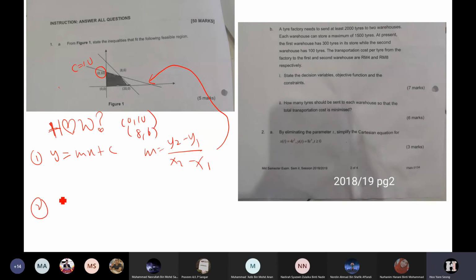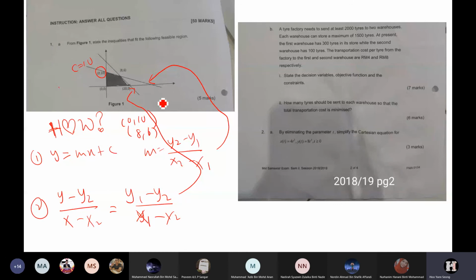And then you have the second formula: y minus y2 over y1 minus y2 equals to x minus x2 over x1 minus x2. This one is suitable for this line because the intercept is not given, tetapi tak kisah. As long as you know either one method, it is enough. And don't forget, this one is only helping you to find the equations. It doesn't help you to find the inequality.